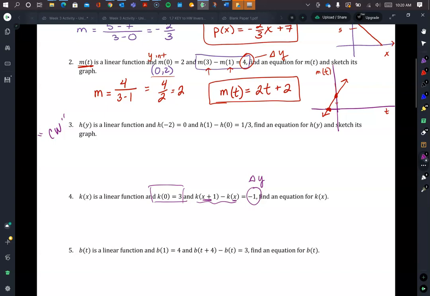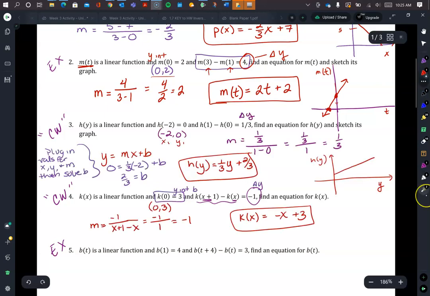And then I'll come back and do number 5. So if you want to do 3 and 4 as classwork, and then I will come and do number 5. So just check back for the answers on 3 and 4, and then I'll start up with 5.